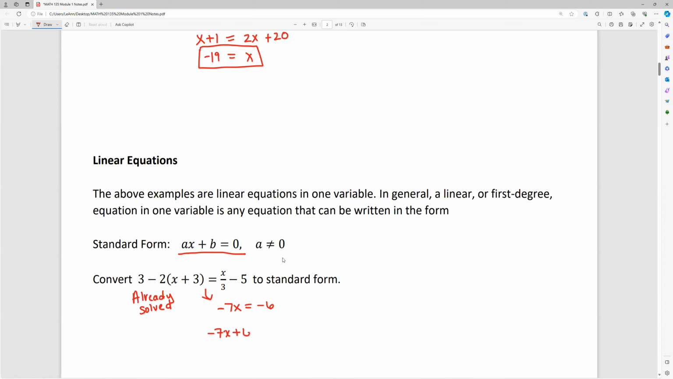We'll add the 6 over and set it equal to the 0 because we're just adding 6 to both sides. So that would be the standard form for that specific one. And notice that a cannot equal 0 in standard form, because if it does, you wouldn't even have your x to the first power. So you wouldn't have a linear first degree equation.